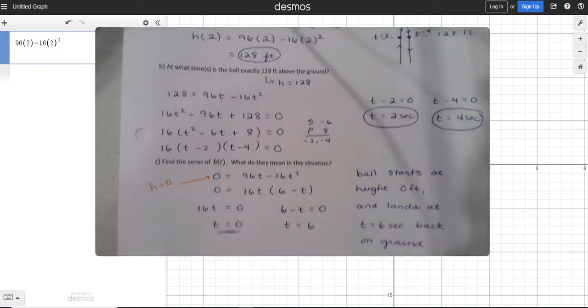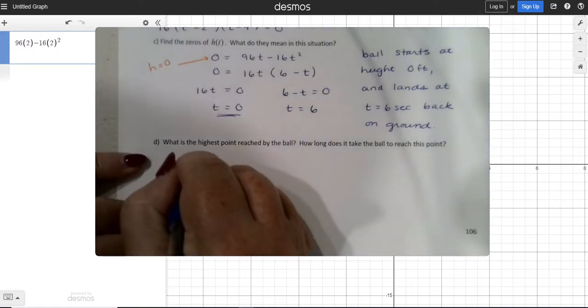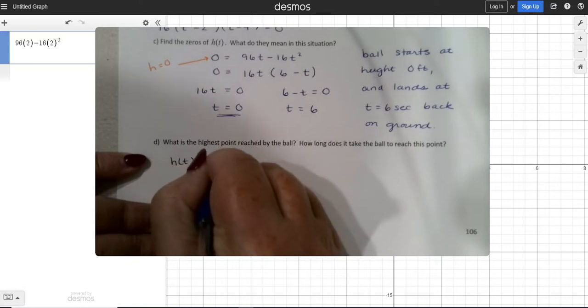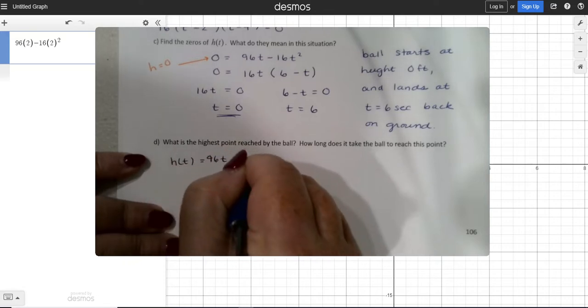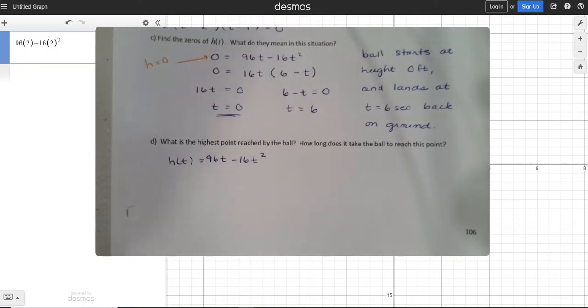All right, the last question about this problem: what is the highest point reached by the ball, and how long does it take the ball to reach this point? I'm just going to rewrite my function here. Without going into a lot of details, what can you tell me about the graph of this function? It's quadratic, so it would be a parabola, right?